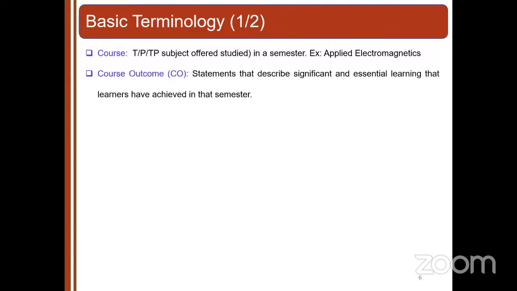So what is the basic terminology? Because some of your faculty here may be new, I am just trying to revise the basic terminology that we have. A course is maybe a theory or a practical or a theory-practical kind of a subject that is offered or studied in a semester. Whereas the course outcome, what do you expect from the outcome?